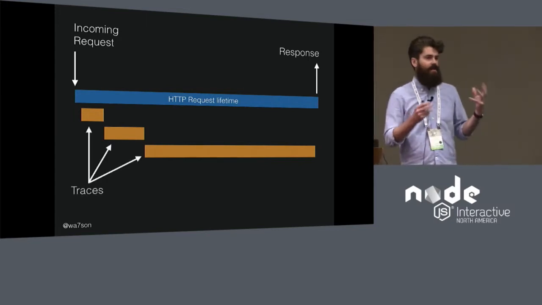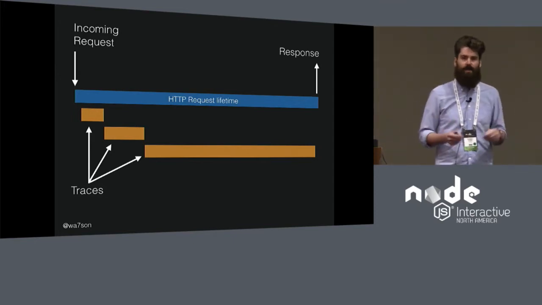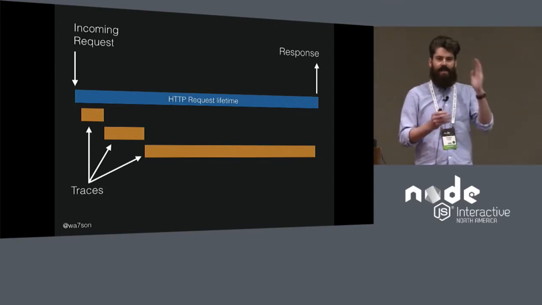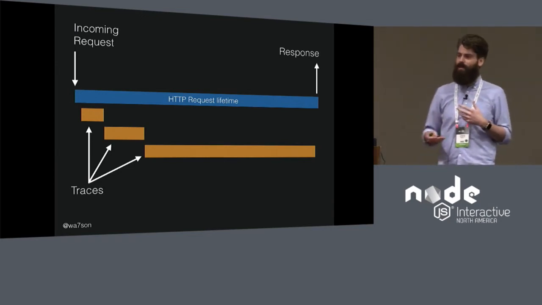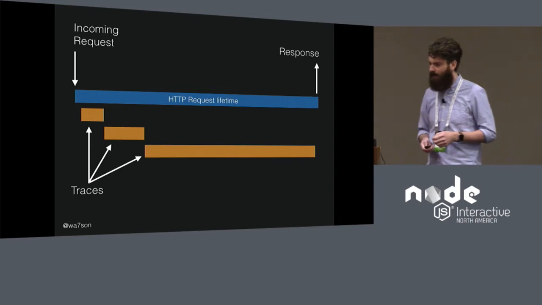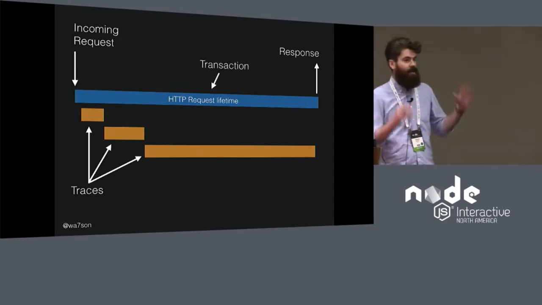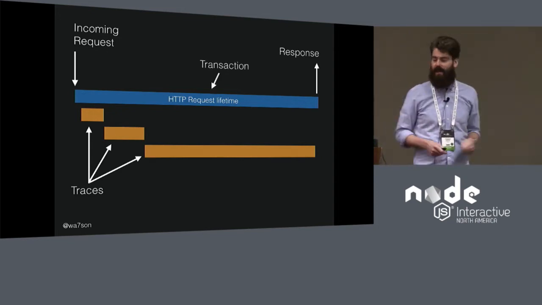And we normally call these things traces. So we measure the start time and end time, and we use that to determine what goes on and what is slowing down our app. And then the overall thing, we normally call that a transaction.